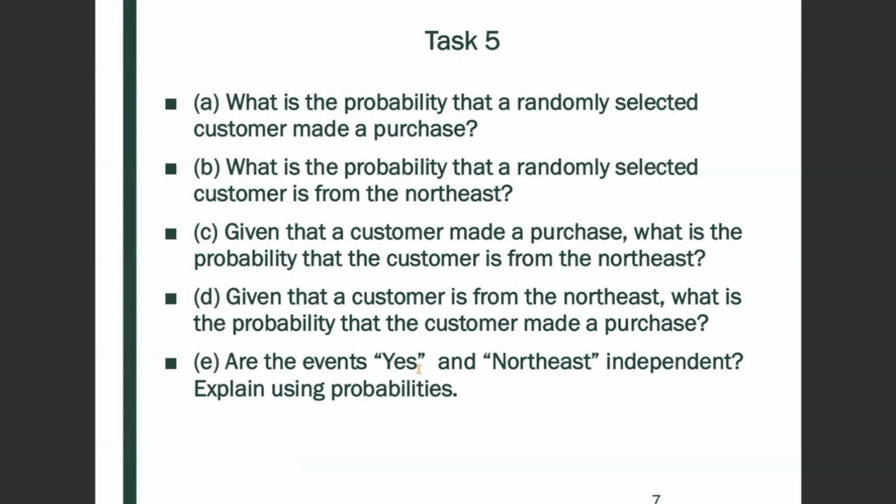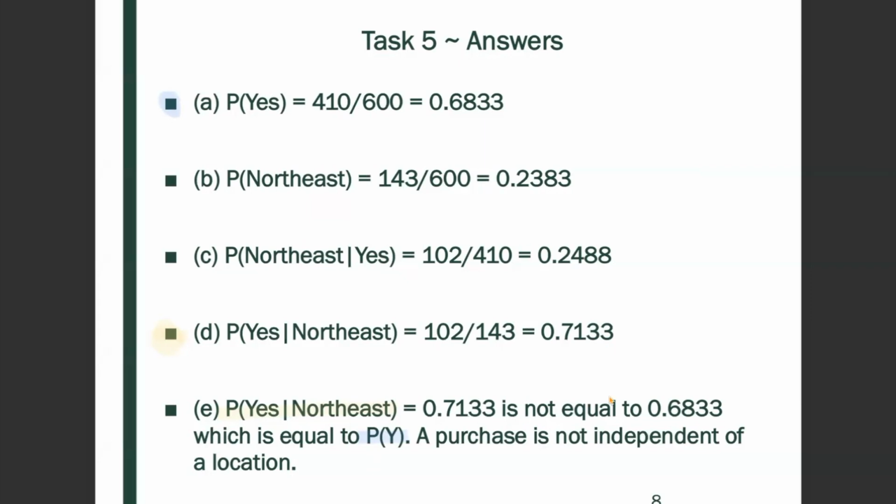And then part E, are the events yes and Northeast independent? Explain using probabilities. So here they're not independent. We want to look to see if the probability of yes, given that they're in the Northeast, equals the probability of yes, that they made a purchase. But here we find that this probability is 0.7133. And the probability that yes, they made a purchase is 0.6833. So that does not equal each other. So a purchase is not independent of location.